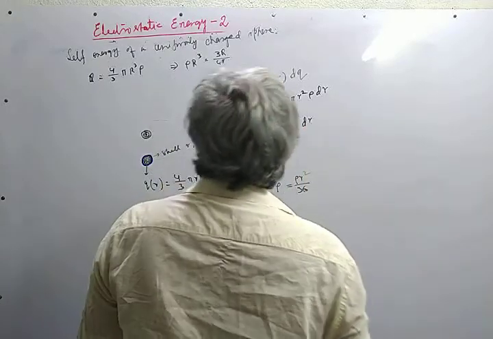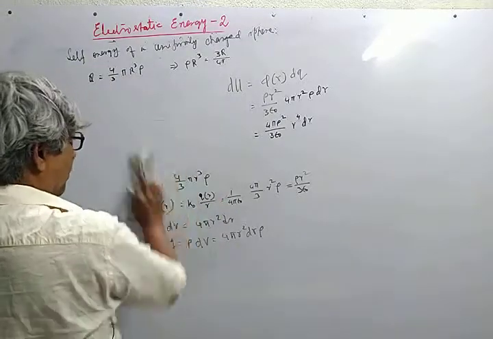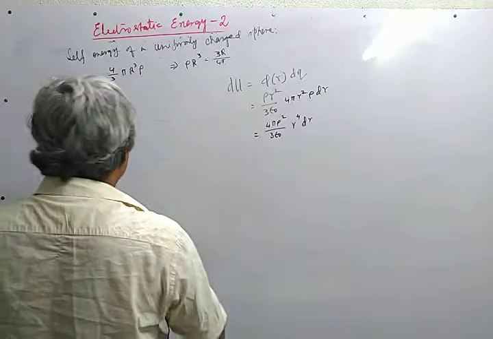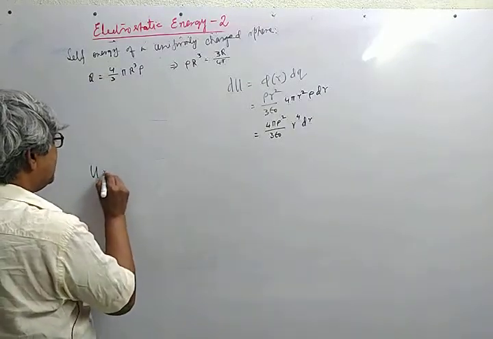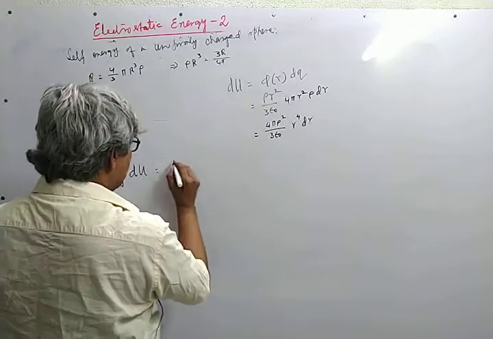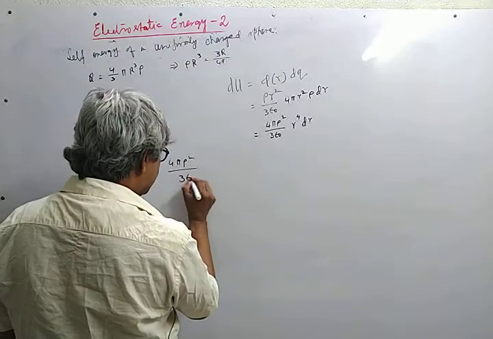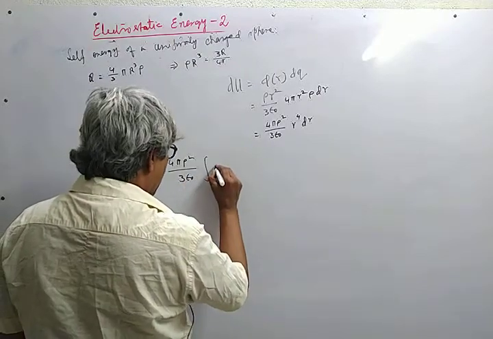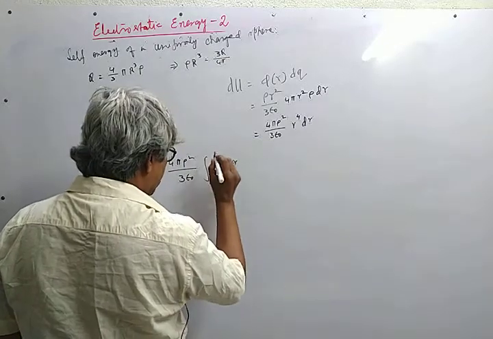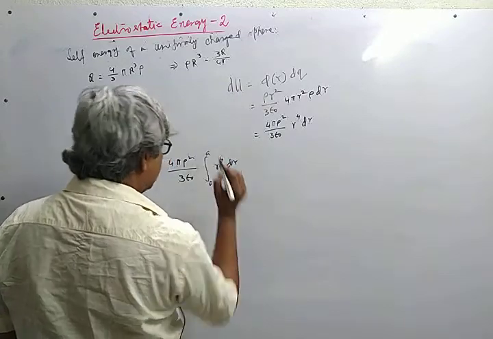So the total energy is obtained by integrating this from r equal to 0 to a. The total energy u is the integration over du, and this is the constant part, 4 pi rho square by 3 epsilon 0, times the integral of r to the power 4 dr from 0 to a.